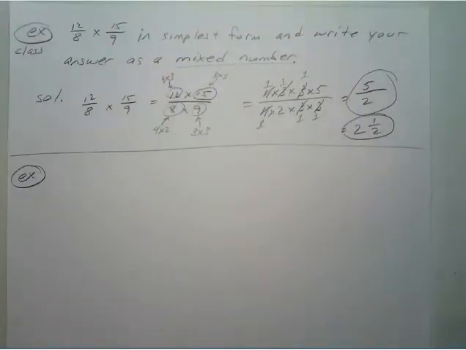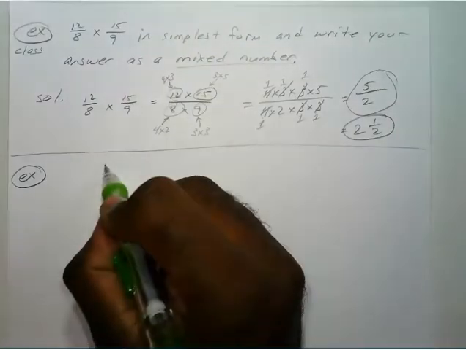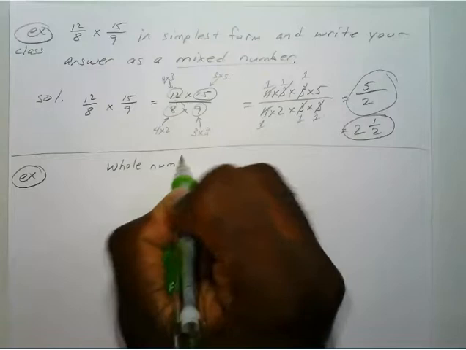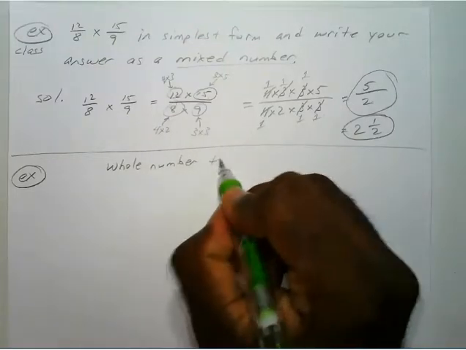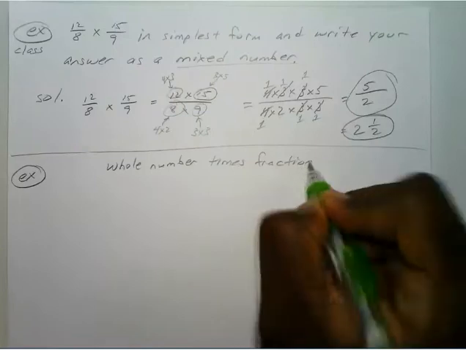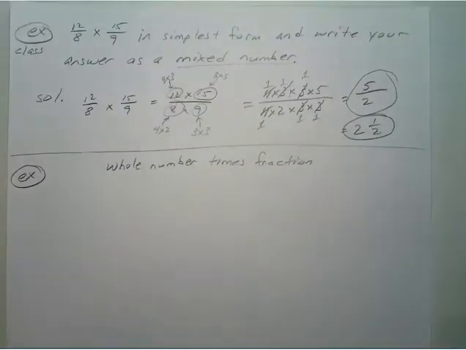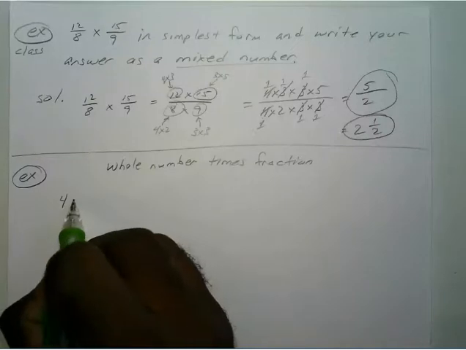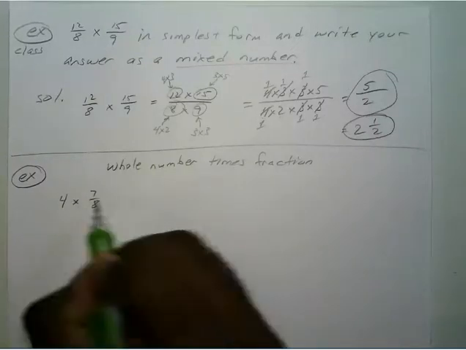All right, so what if we have a whole number times a fraction? Okay, so for this example, what if we have 4 times 7/8?